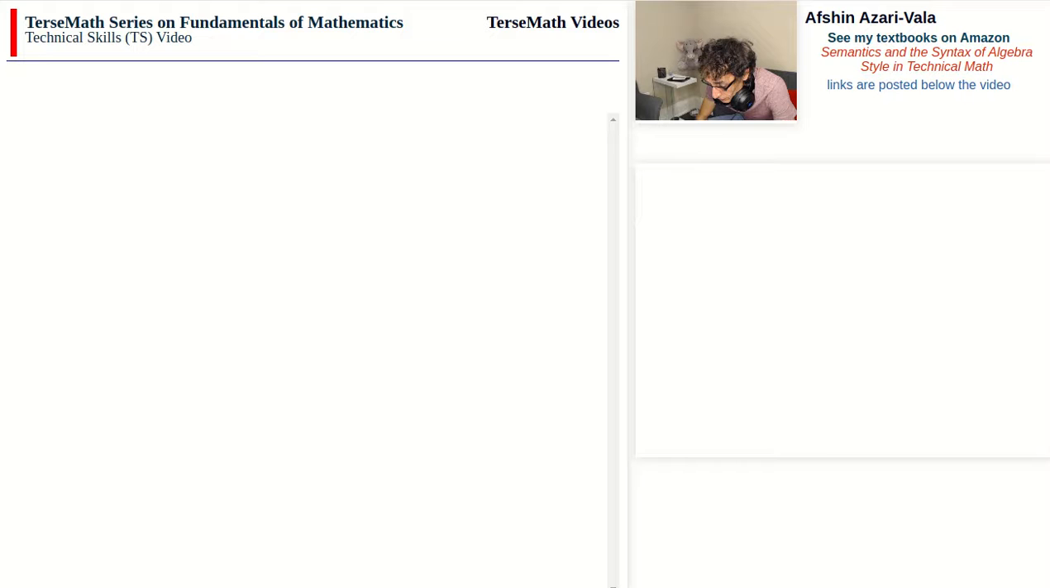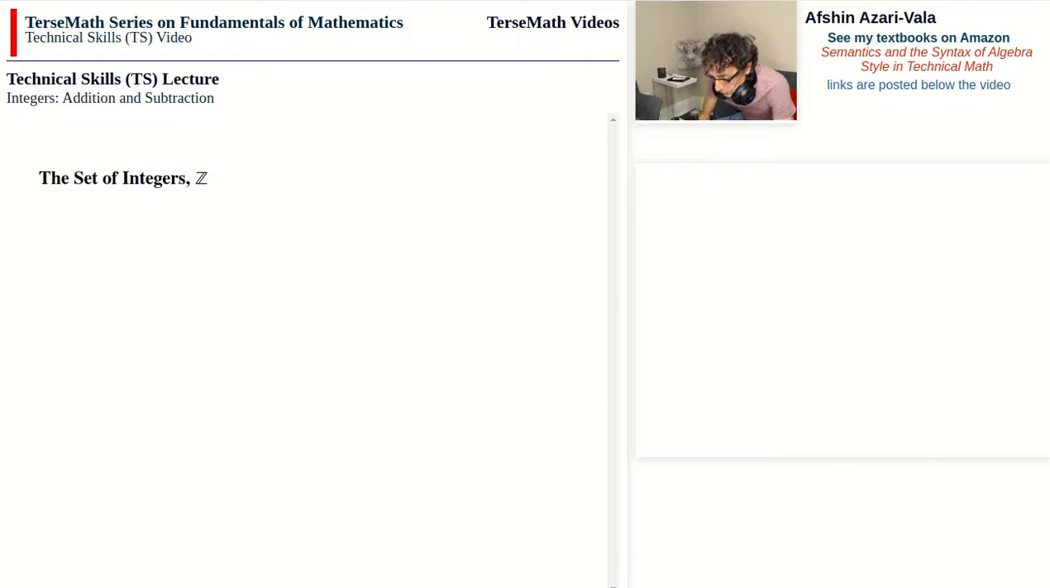This is a technical skills video and the topic for this video is on addition and subtraction of integers. Just a reminder that the set of integers is the set that contains numbers such as -3, -2, -1, 0, 1, 2, 3 and so on, with the sign, positive sign, being optional on the positive side.